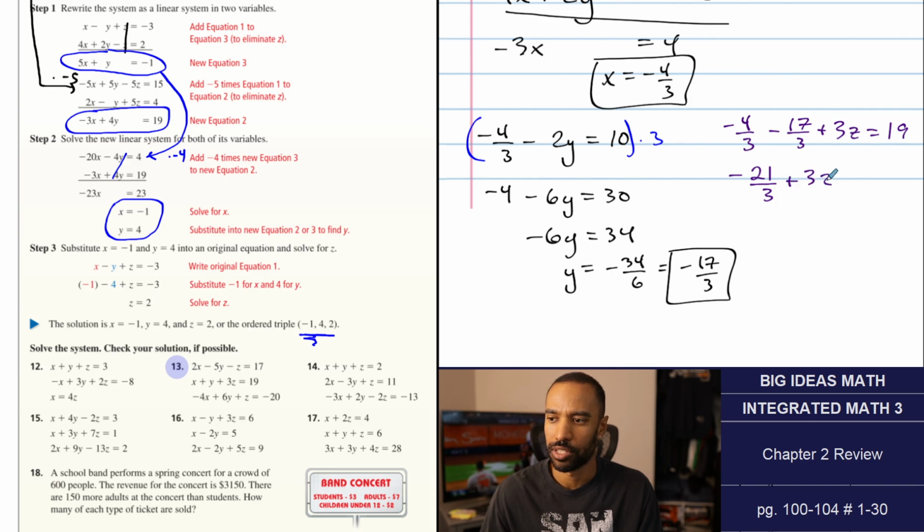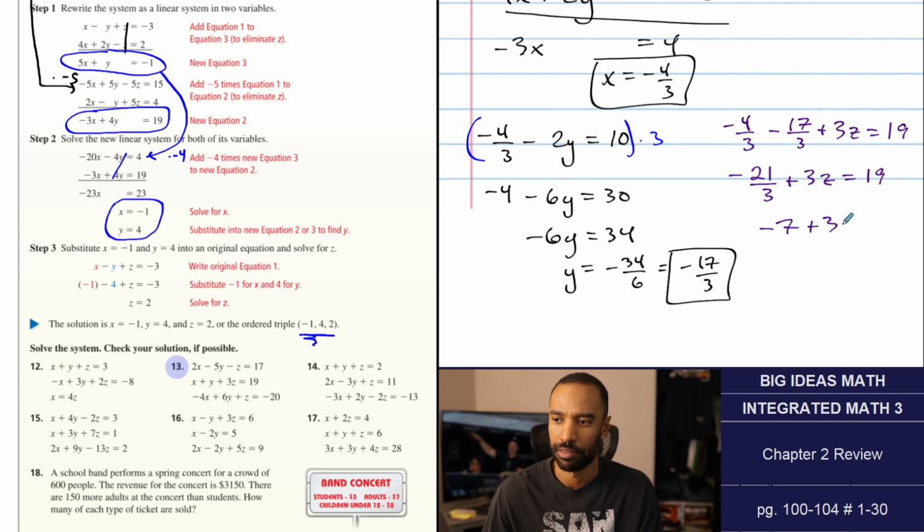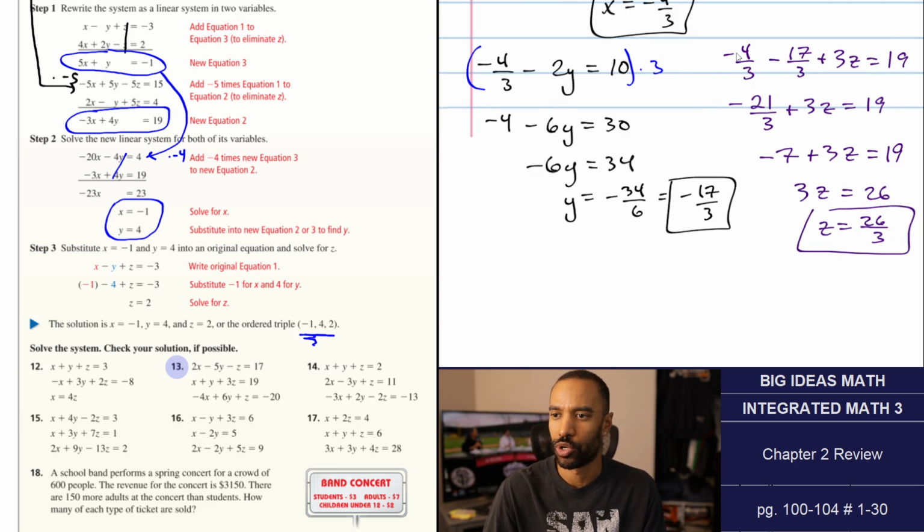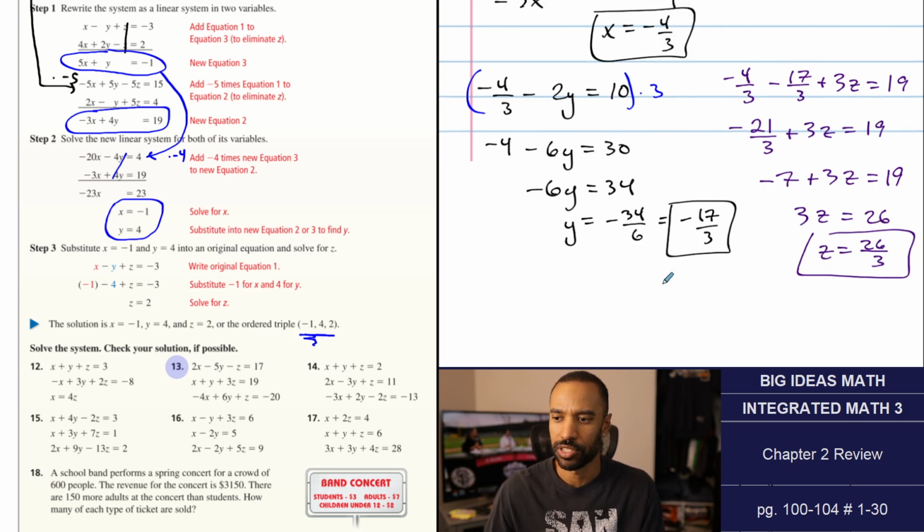Negative 21/3 plus 3z equals 19. Negative 21/3 is negative 7. Okay, I don't need to multiply by anything extra. Now, I'll probably still get a fraction for z's answer. 3z equals 26, so z equals 26/3. Okay, and there's my ordered triple: negative 4/3 for x, negative 17/3 for y, and 26/3 for z.